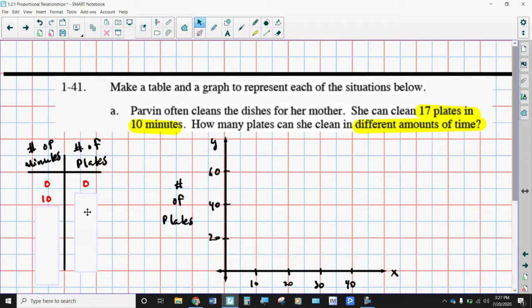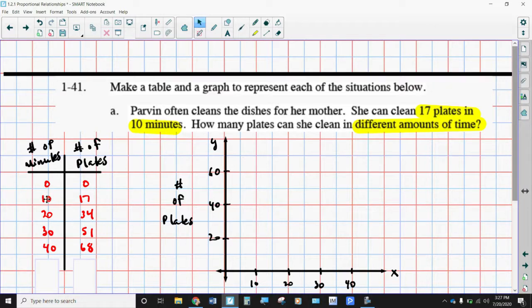We know this information. We know that 10 minutes was 17 plates. That's what the problem told us. So now let's double the amount of time. If you go 20 minutes, wouldn't you expect twice as many plates, 34 plates? And if you go 30 minutes, you would expect 51 plates, and 40 minutes, you'd expect 68 plates based on these ratios. So does this seem like it's proportional in nature?